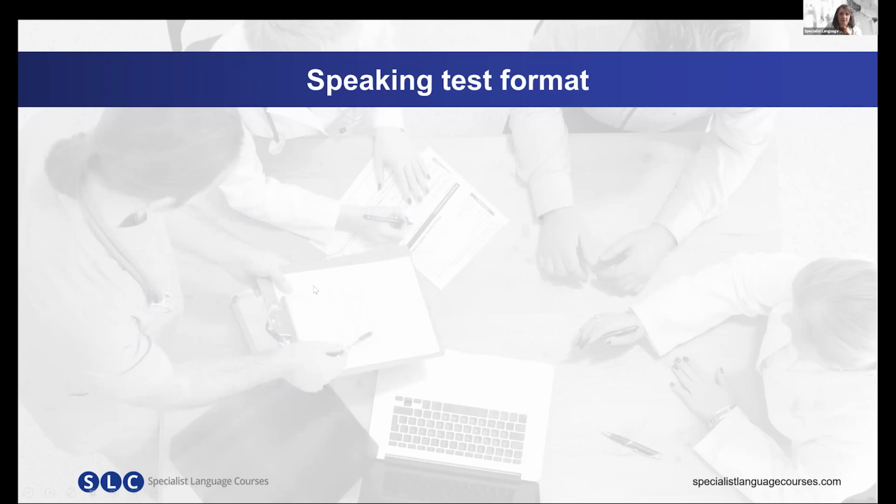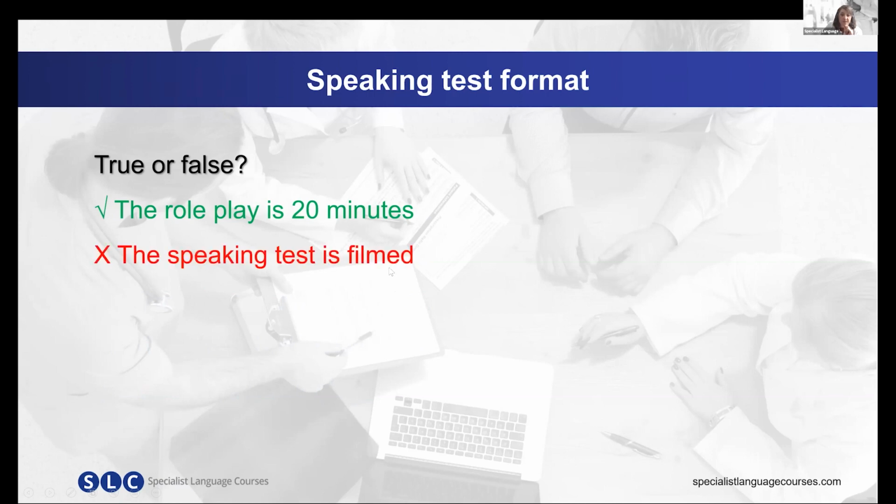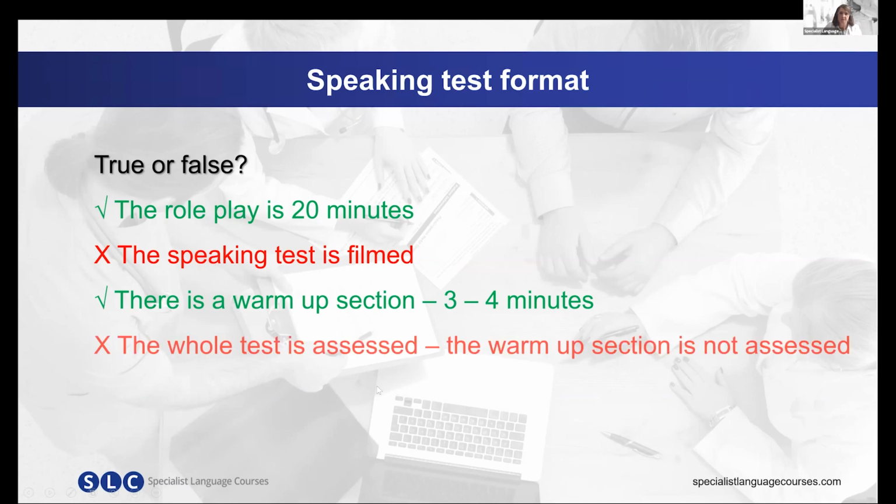So the role play is 20 minutes, true or false? This is true. The role play is about 20 minutes long. The speaking test is not filmed. So unlike some other English language tests, it is recorded. It's audio only, but no video. There is a warm-up section, that's correct. It lasts about 3 to 4 minutes. Now, the next question, the whole of the test is assessed. This is not true. The warm-up section is not assessed.